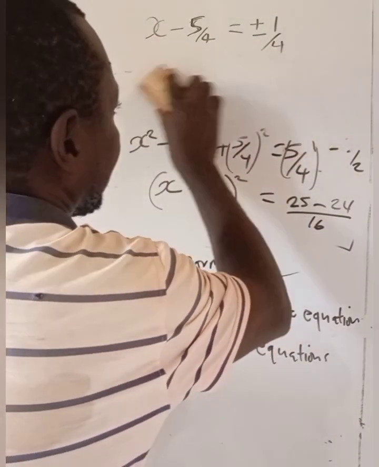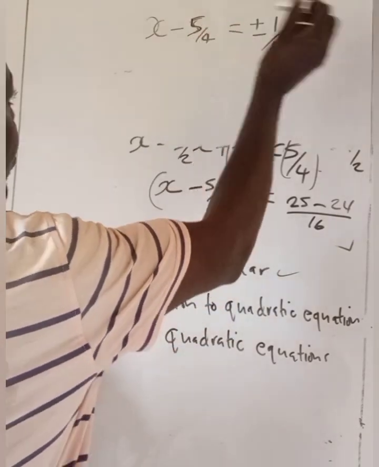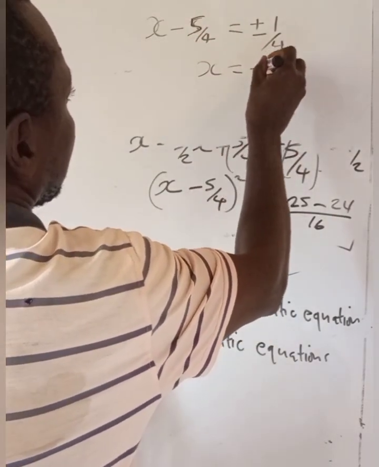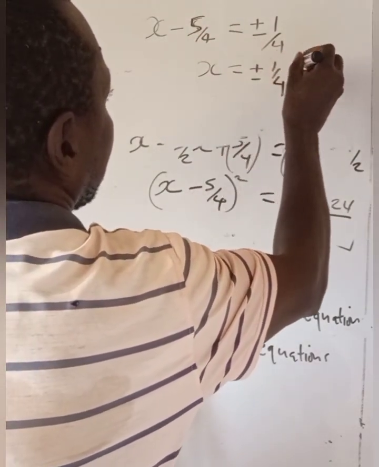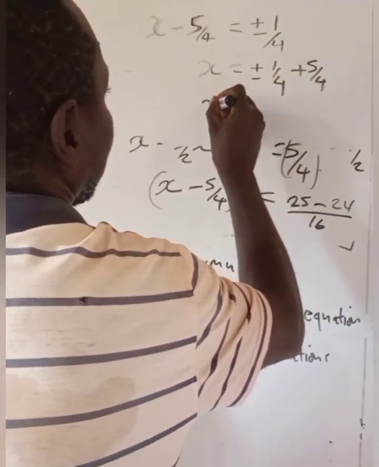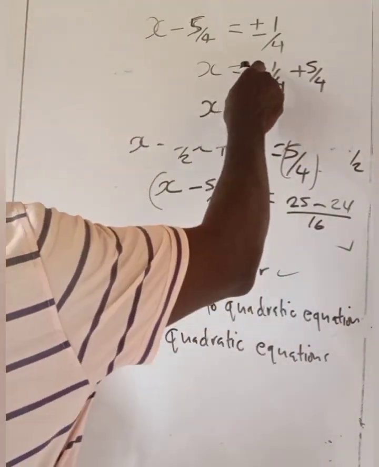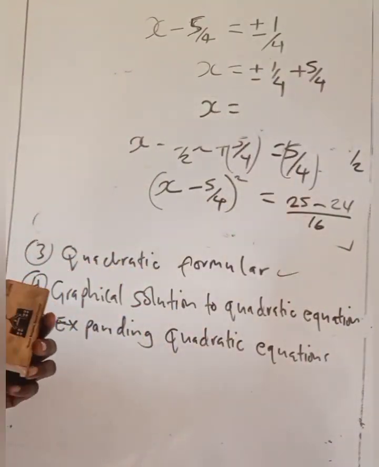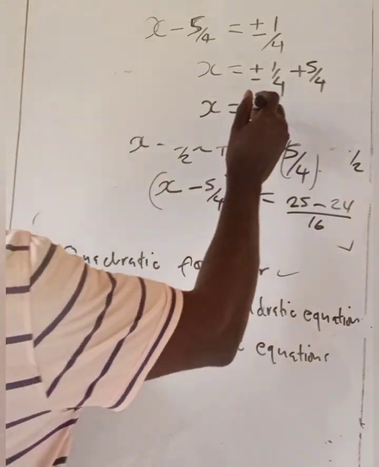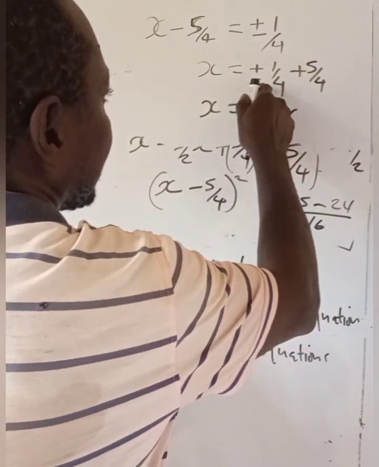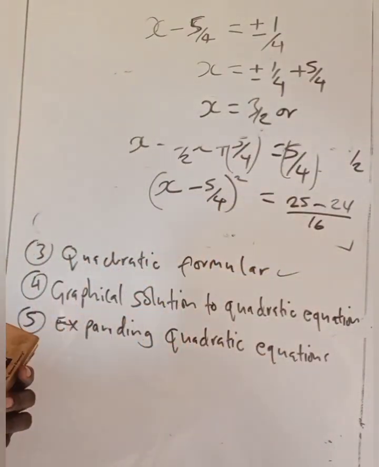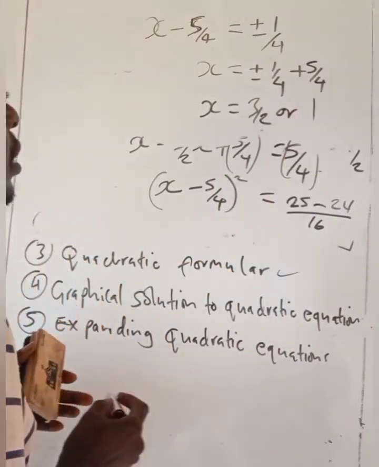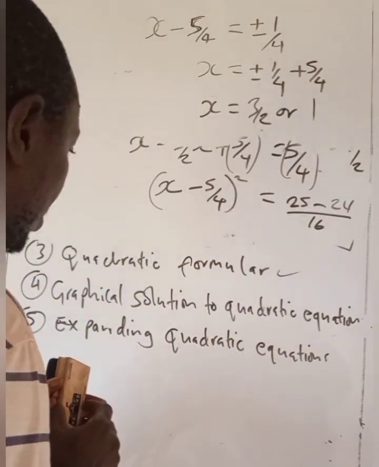Now, let's find the values of x. It means we shall take this value to the other side so that we have x is equal to positive or negative a quarter plus 5 over 4. You can clearly see that if you take a quarter plus 5 over 4, we get 6 over 4. Simplify, you get 3 over 2. Or if you take negative a quarter plus 5 over 4, you get 4 over 4, which is 1. So x is equal to 3 over 2, or 1.